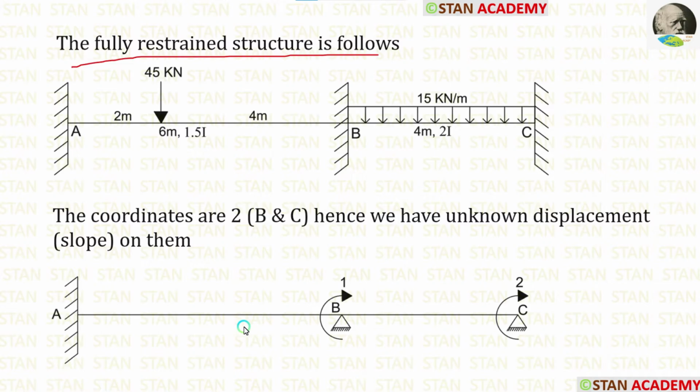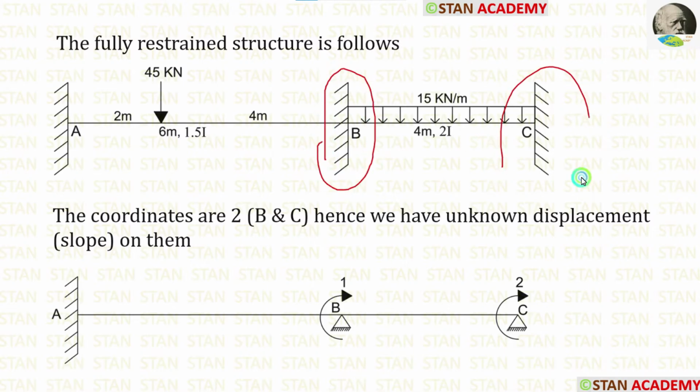Now let us make the coordinate diagram. In this problem, we are having two coordinates. At the point B and at the point C, we are having coordinates, because at these points only we had slope and we replaced the supports at these points by fixed supports.